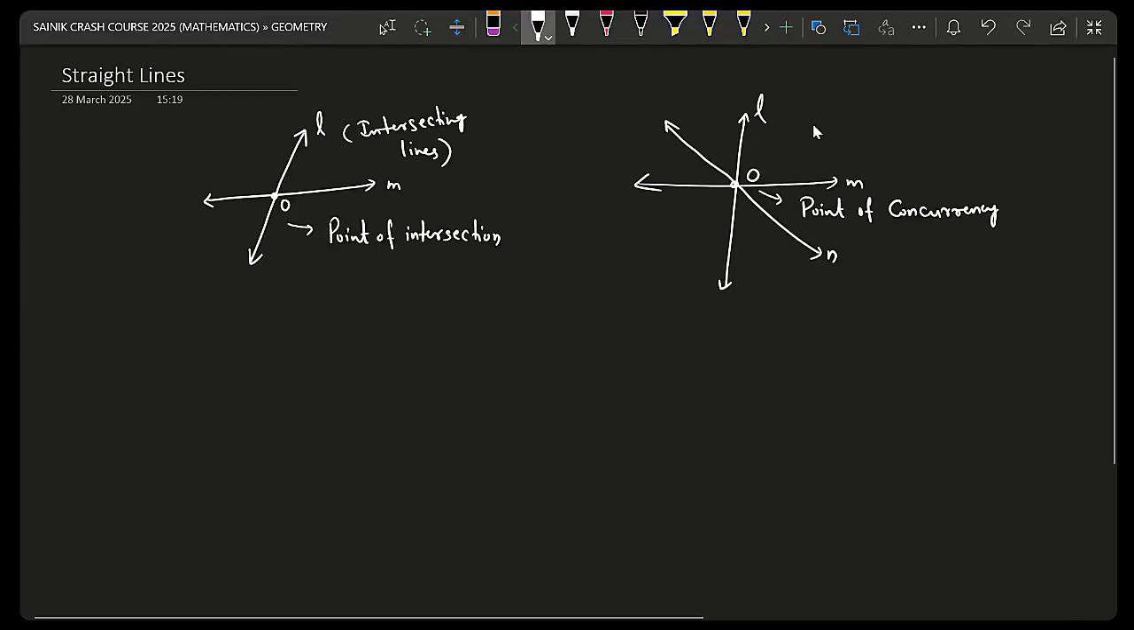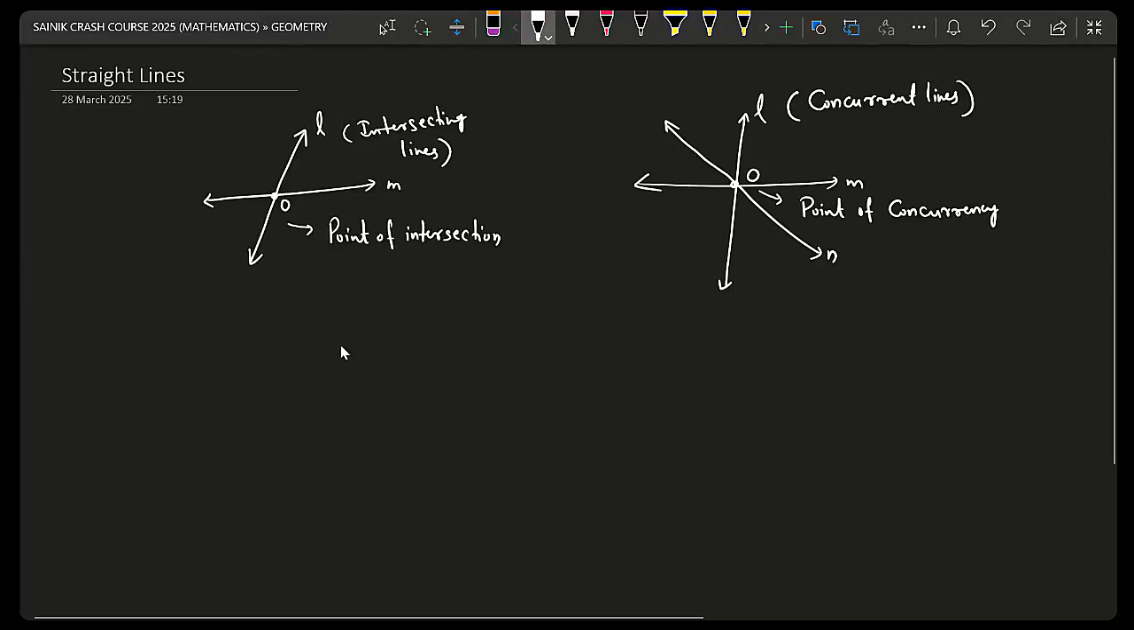And what are those lines called? The lines are called concurrent lines. So the only difference between intersecting lines and concurrent lines is that both intersecting lines and concurrent lines pass through the same point. But for intersecting lines, how many should be there? Exactly two straight lines.